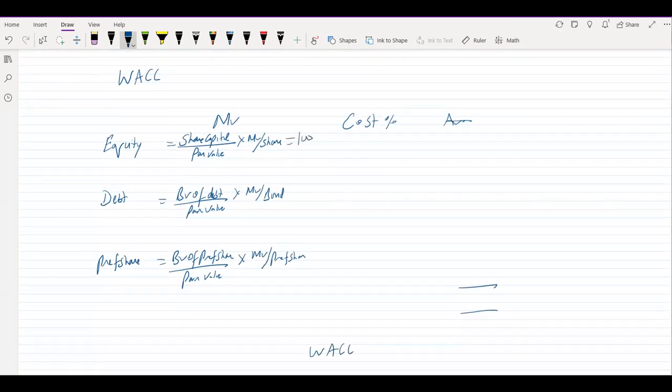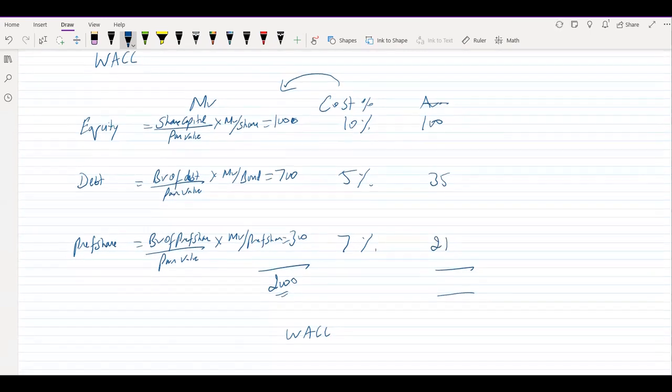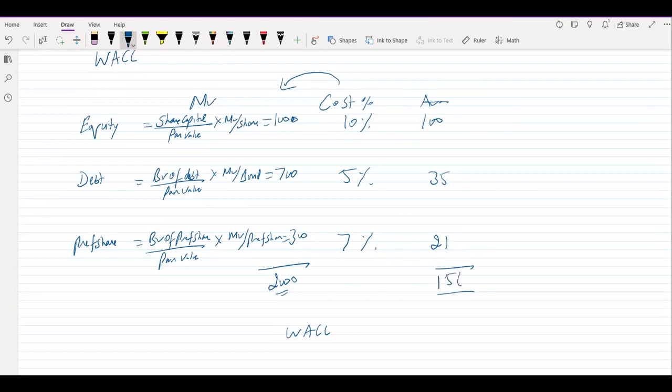For example, market value is 1000, 700, 300, total is 2000. Cost of equity is, for example, 10%. Cost of debt is, let's say, 5% after tax. Cost of preference share is, let's say, 7%. So multiply these two columns: 100, 35, 21, total 156. Now WACC is 156 divided by 2000, that is 7.8%. That's how you will calculate the WACC. Is tarah se aapne WACC nikalna. Simple. It's a very simple chapter.